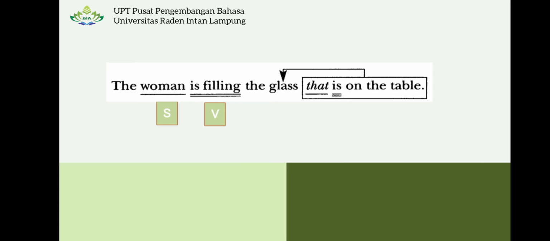The sentence uses that as the connector, and it is mentioned right after a noun, which is the object of the first clause, the glass. Hal ini menunjukkan bahwa dependent clause kalimat tersebut adalah adjective clause. It is explained that the position of the glass is on the table, just like it is mentioned in the second clause.